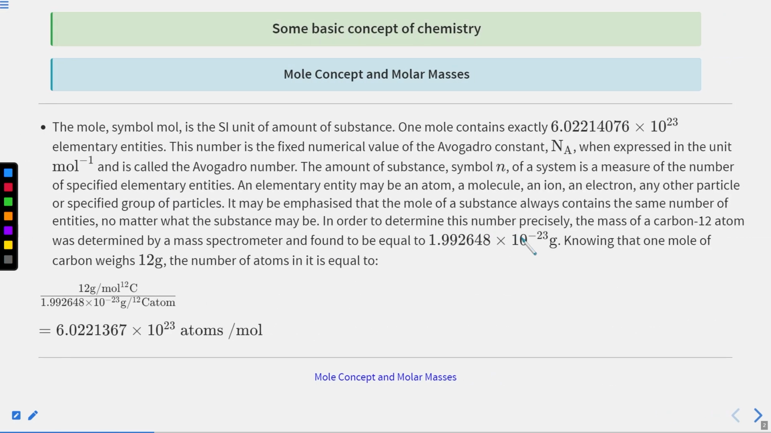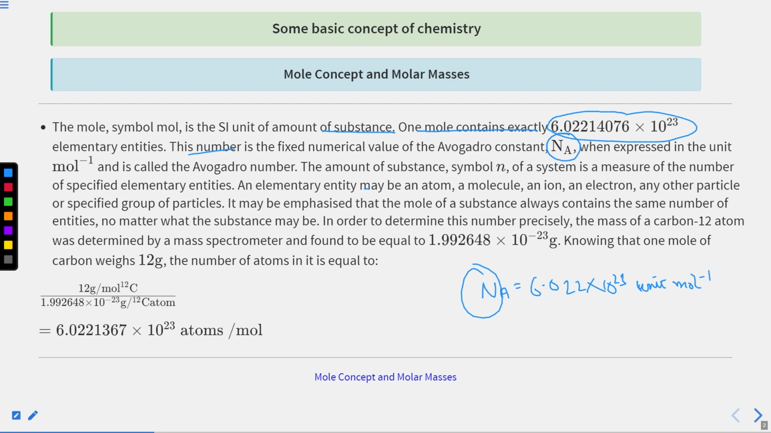Now, as I have said earlier, the mole, symbol mol, is the SI unit of amount of substance, and 1 mole contains exactly this much amount of elementary entity. This number is a fixed numerical value and it is called the Avogadro constant. So this Na is equal to 6.022 into 10 to the power 23 per mole. That can be for any unit, and it is represented by Na.